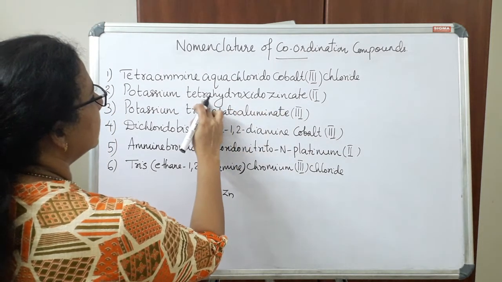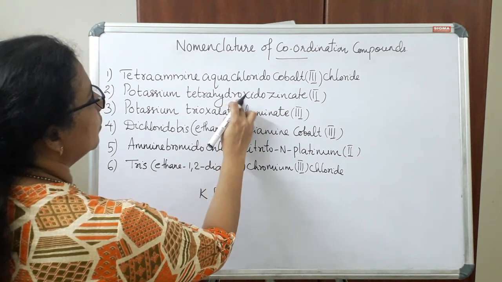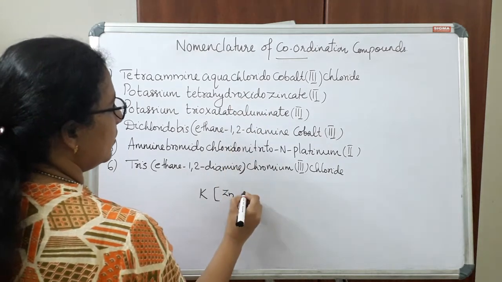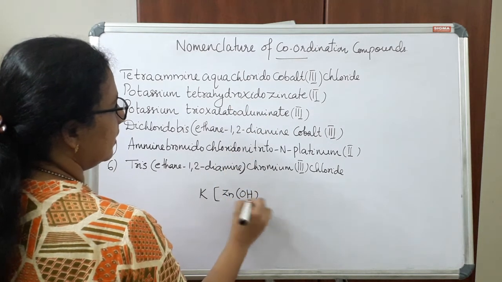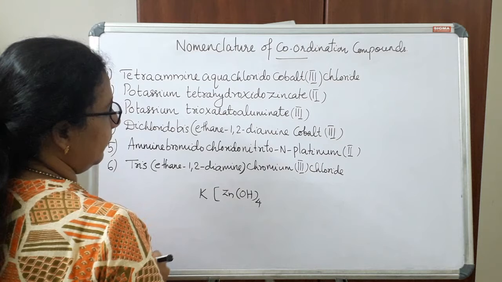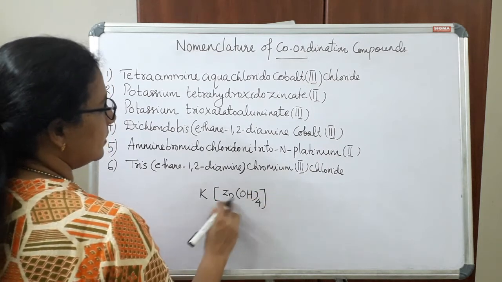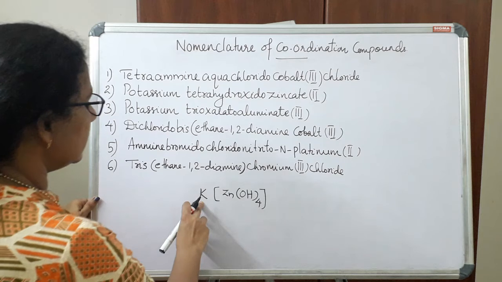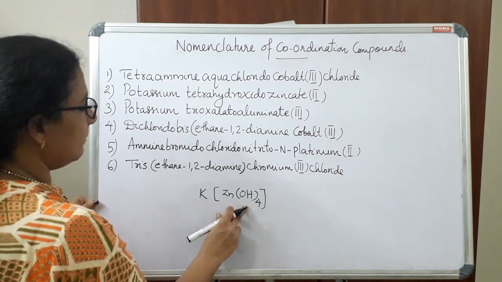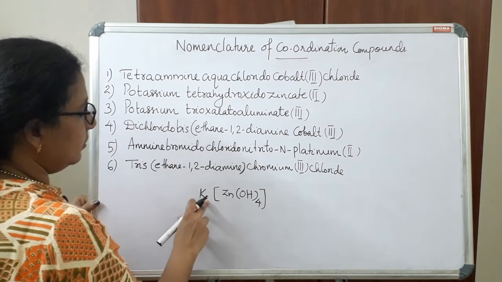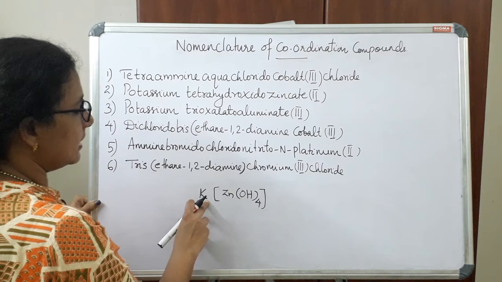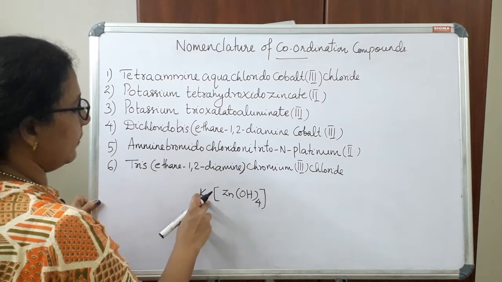Then the ligands are tetrahydroxido. So hydroxide will be there, it will be 4 in number. So tetrahydroxidozincate is the complex part. This is the cationic part and this is the anionic part. Now we need to find out how many potassium ions are here.